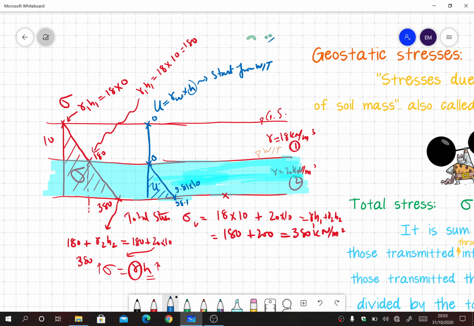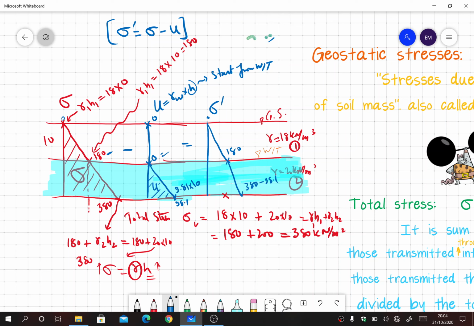Okay, and lastly, we know that effective stress is equal to total stress minus pore water pressure. I'll come to the detail of how that happens, but for now subtract these two figures to get the effective stress diagram here. So this is effective stress. We know that 0 minus 0 is 0, 0 minus 0 is 0 again, and here it is 180 minus 0, so it remains the same, 180. And in layer 2 it will be 380, that is the total stress at the end of layer 2, minus 98.1, that is the pore water pressure at the bottom of layer 2.